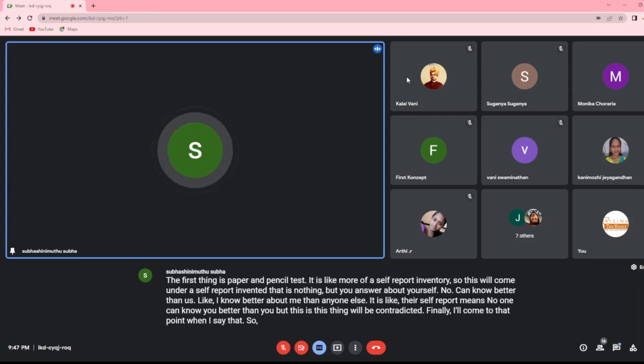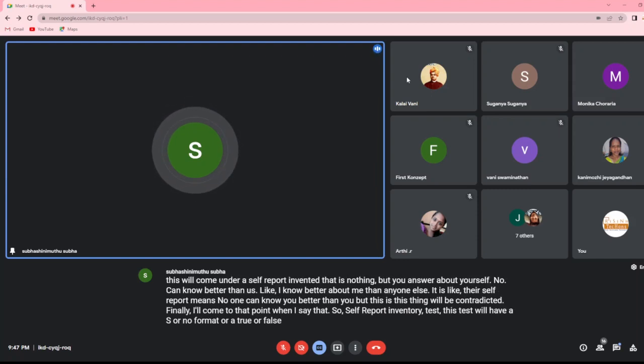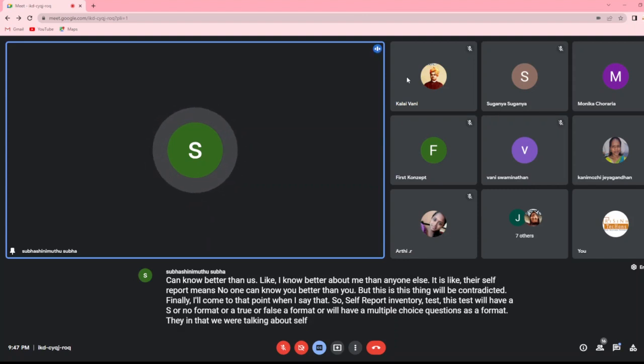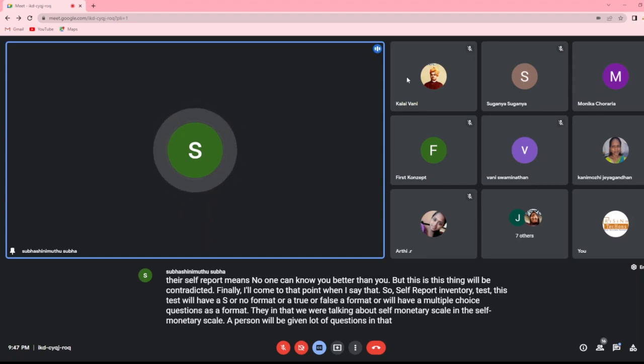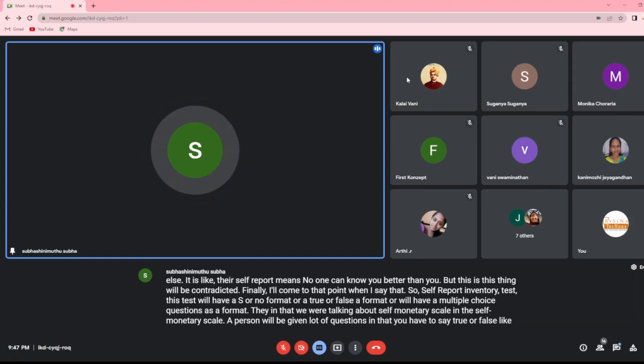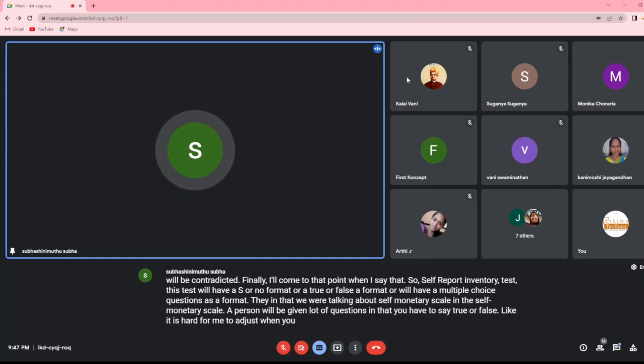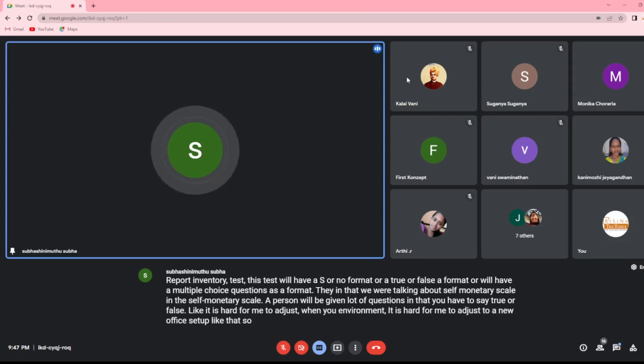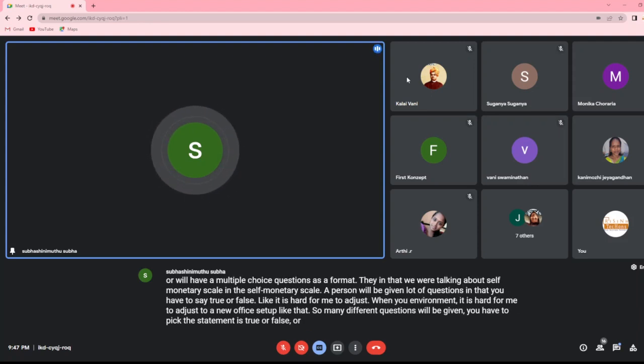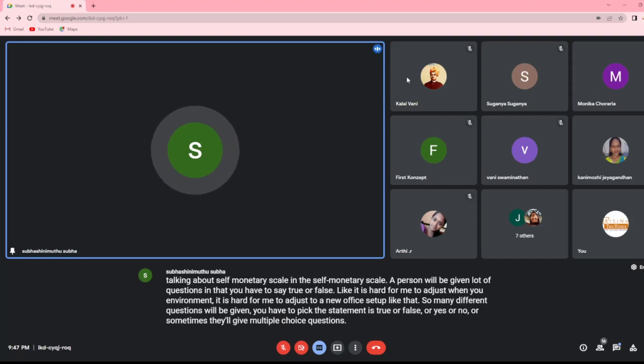So in the self report inventory test, the format is yes or no, true or false, or multiple choice questions. In that we were talking about the self monitoring scale. In the self monitoring scale, a person will be given a lot of questions, and you have to say true or false. For example, it is hard for me to adjust to a new environment, or it is hard for me to adjust to a new office setup. So many different questions will be given. You have to pick whether the statement is true or false, or yes or no, or sometimes they'll give multiple choice questions, and you have to choose what suits you best.